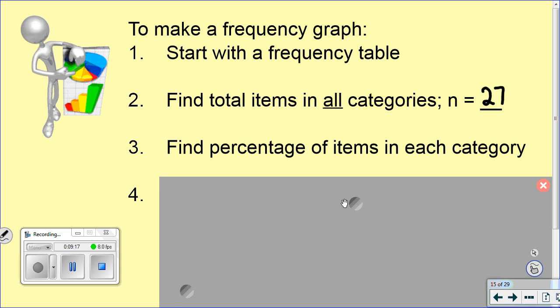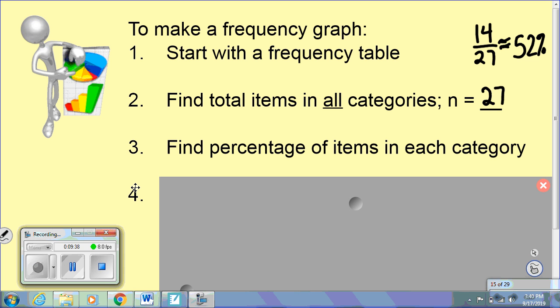Step 2, I want to find the percentage of items in each category. Like we just did a second ago, I had 14 divided by 27. 14 people compared to a total of 27. If I grab my calculator and calculate that percentage, pause the video for a second, go ahead and do that and tell me what you get.